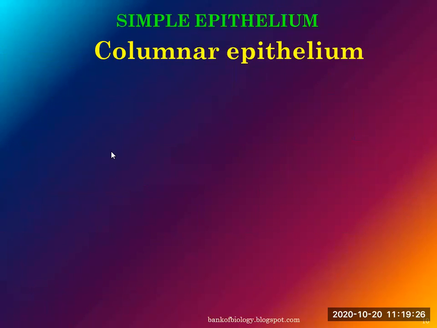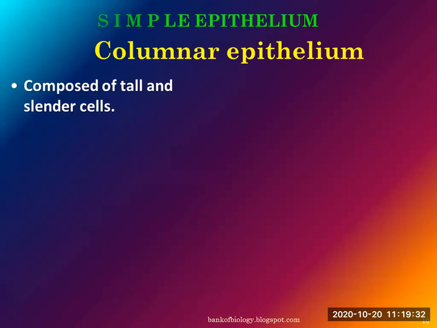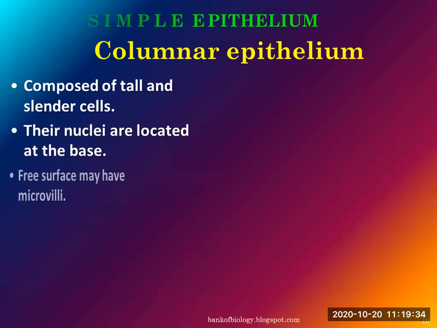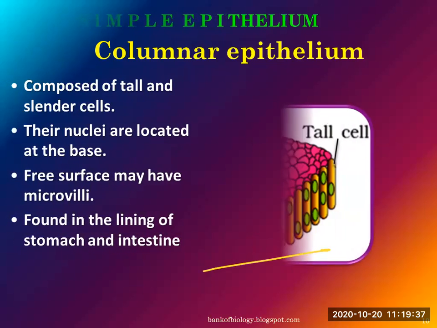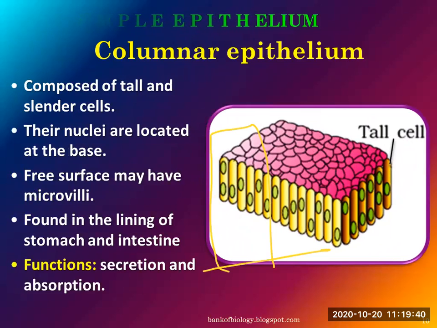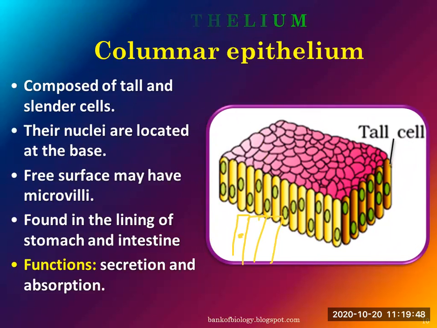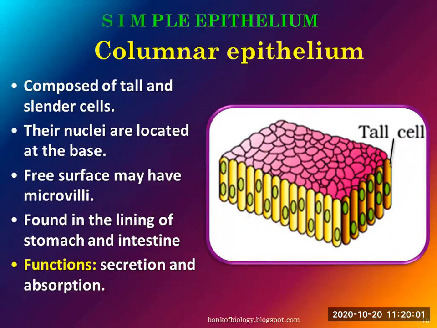Now let's move on to the columnar epithelium, simple columnar epithelium. Here they are composed of tall and slender cells, with the nucleus at the base. These are the cells which lie on the basement membrane on one side as usual, which is a property of epithelial tissue. The nuclei are located at the base. The free surface may have microvilli.